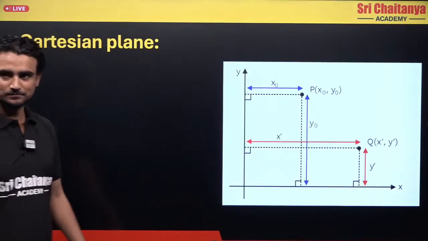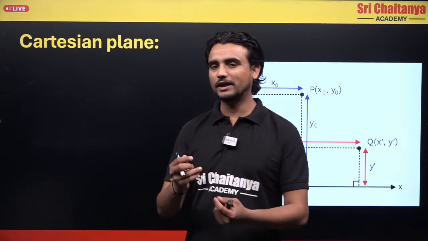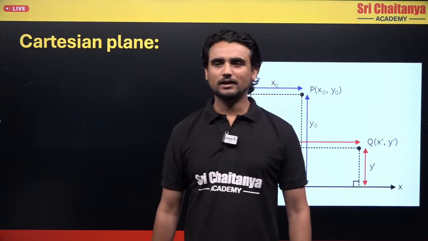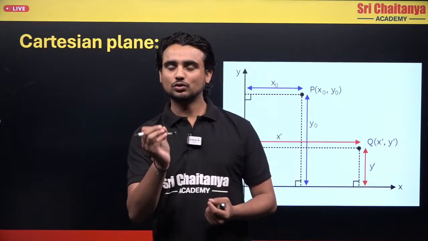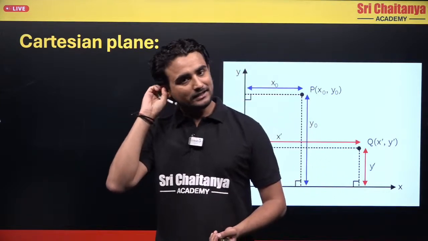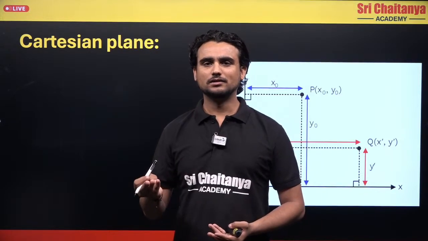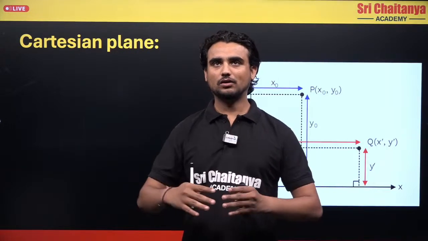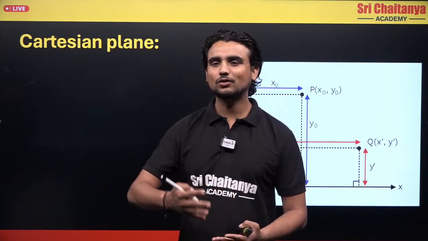What is a Cartesian plane? I will give you a very small example. Suppose I want to give the information about my location. Let's say right now I am in Hyderabad, in Sri Chaitanya Academy studio, and I want to give my location. What information will I give? I will say I am in Hyderabad, in India, in Asia, so I also specify the continent. Or if I want to specify it to some alien, I will say I live on planet Earth. And I can go on like this.